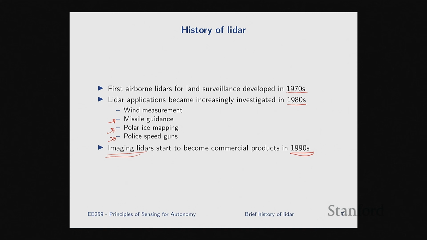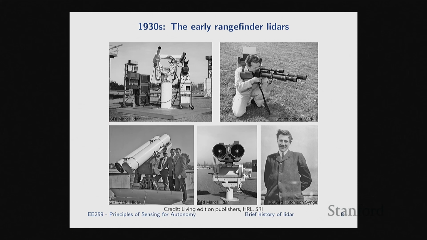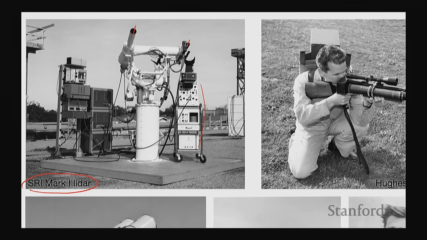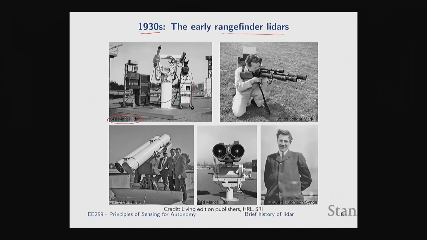So here are some pictures. These are from the early rangefinder LiDARs. This is the SRI Mark I LiDAR. SRI is, again, Stanford Research Institute, so this might be somewhere in Palo Alto, actually. These are huge systems, and there's a transmitter and a receiver, so one sends the pulse, the other one receives the pulse, and then there's a lot of equipment to control the laser and also process the received echo to measure range. So this would just give you one range measurement.